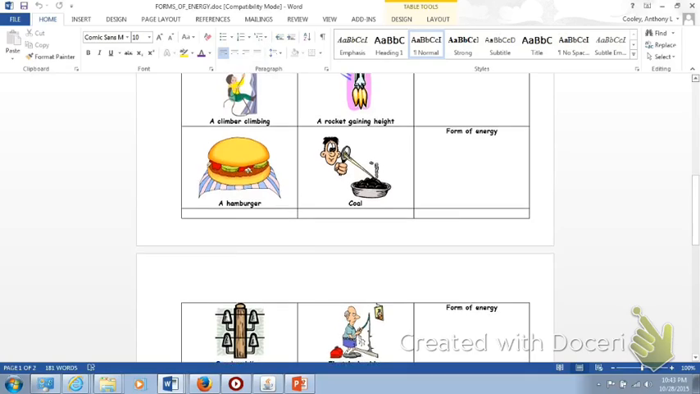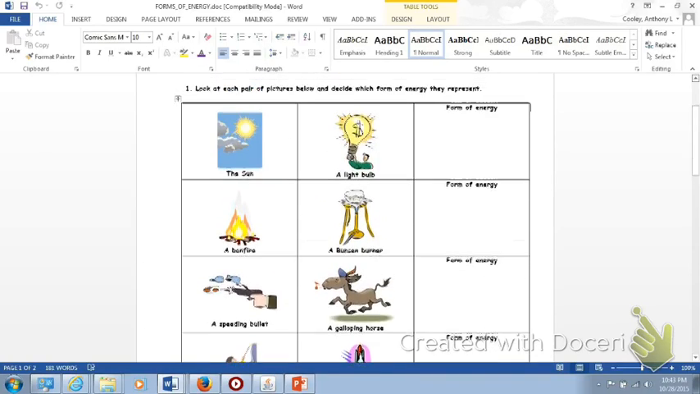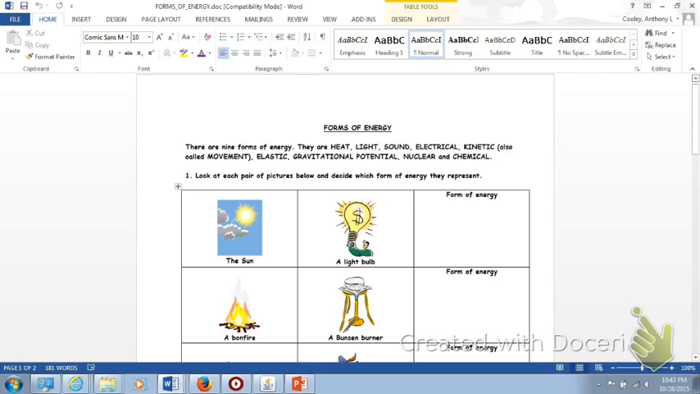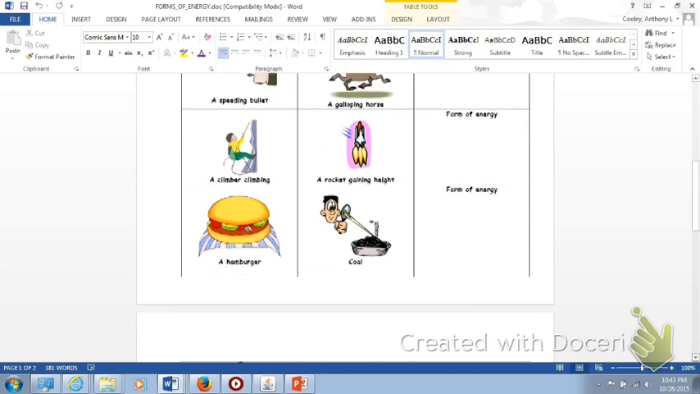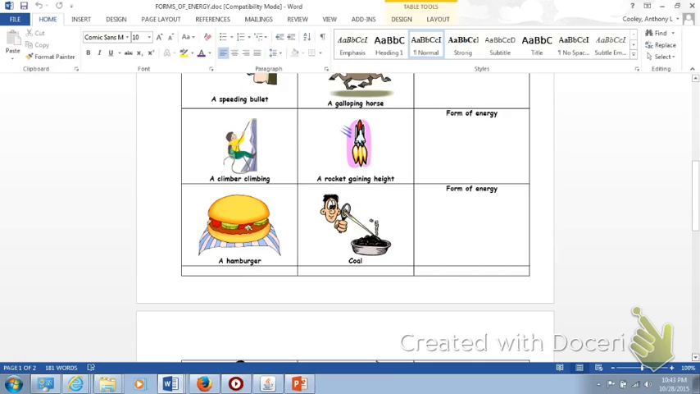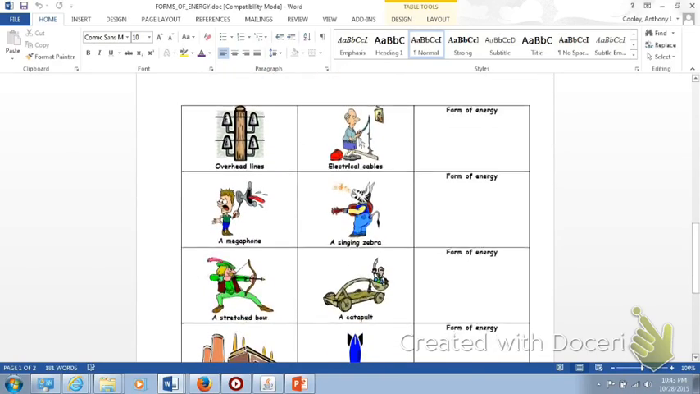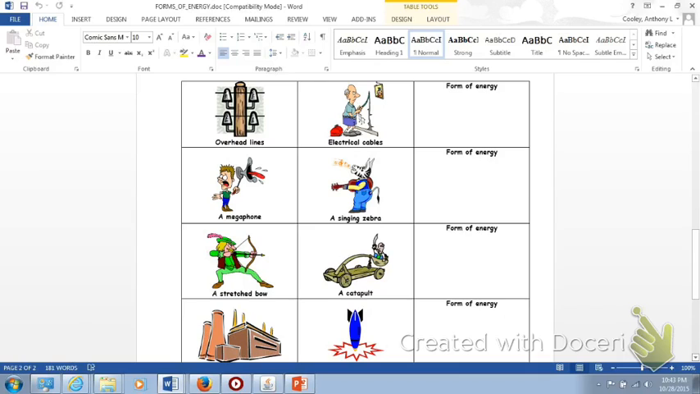I'm going to go back up. Let's review our 9 forms again. Make sure you understand the ones we're talking about. Heat, light, sound, electrical, kinetic, which is also movement, gravitational potential, nuclear, and chemical. Okay? And we'll go back down here. Look at our next set of ones here.